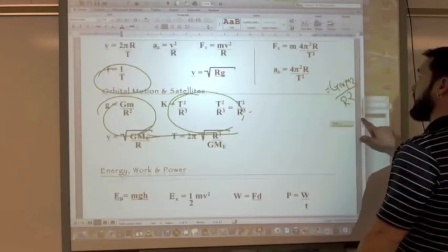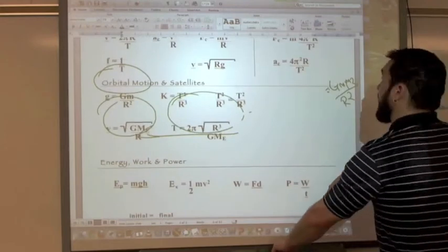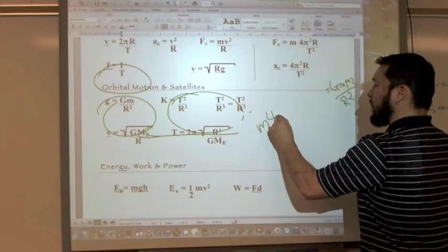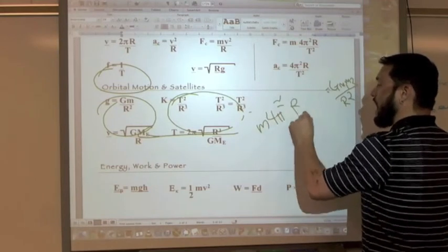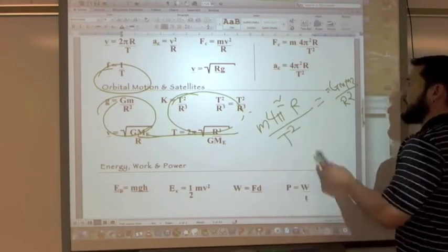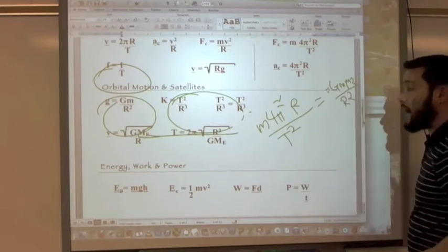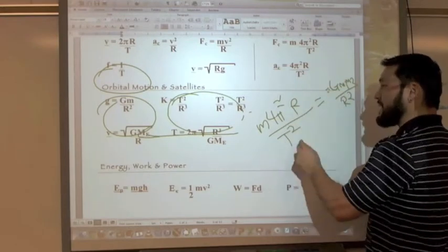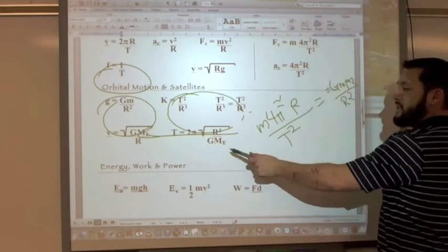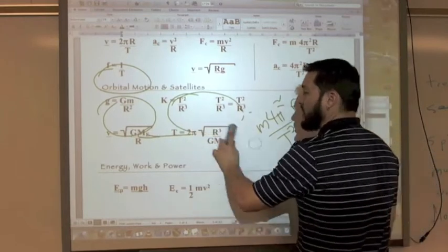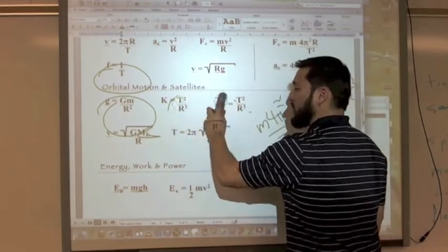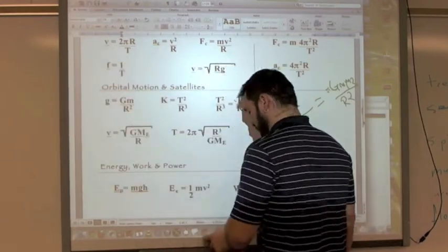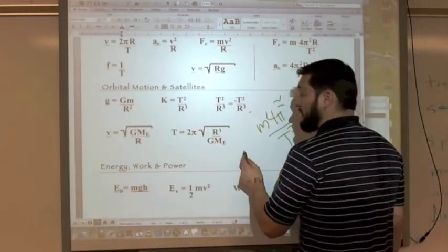If I use this one here instead, m 4 pi squared r over T squared is equal to big G m1 m2 over r squared. Solve for the period of rotation now for a satellite traveling around space, and you end up, in this particular case, with an r cubed, and again a square root based on the period. And that's where those two equations come from.